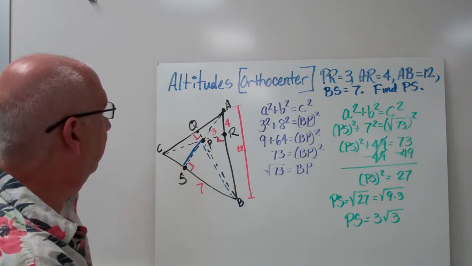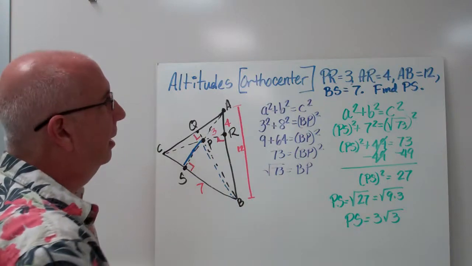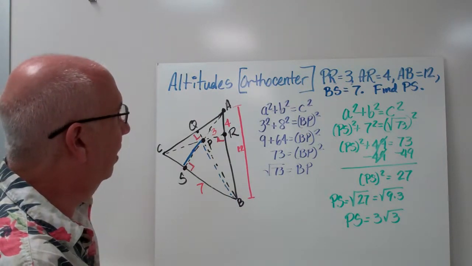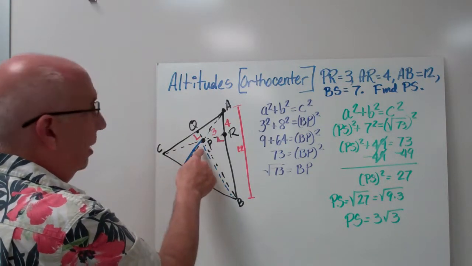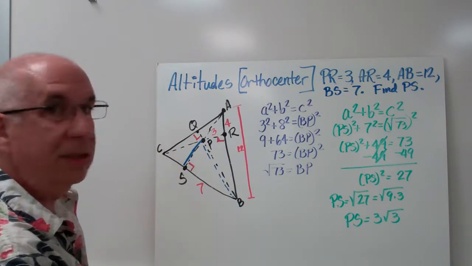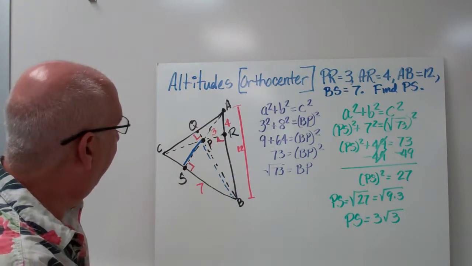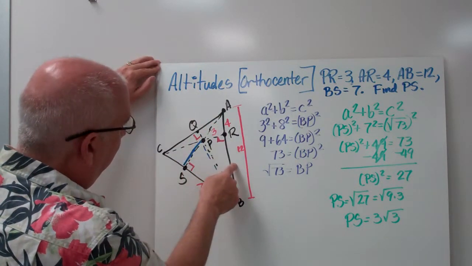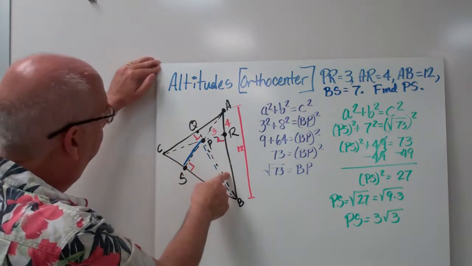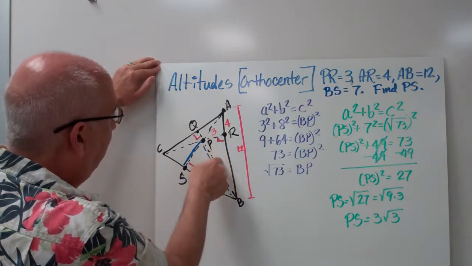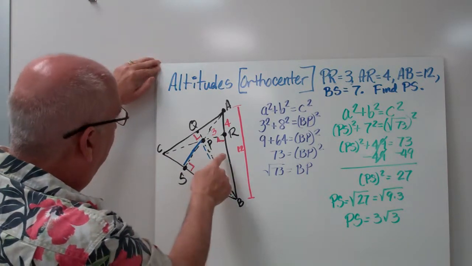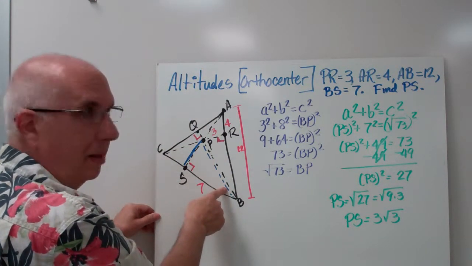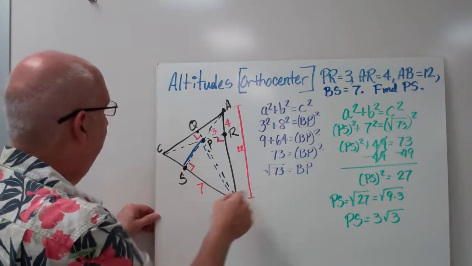That's an altitude. I know that PR is 3, AR is 4, AB is 12, and BS is 7. I'm to find segment PS. This is a two-step problem. First of all, I know that if this whole thing is 12 and this is 4, then this part right here is 8, because 12 minus 4 is 8. If I've got this is 8 and this is 3, I can find PB by doing the Pythagorean theorem. That's the first thing we do.